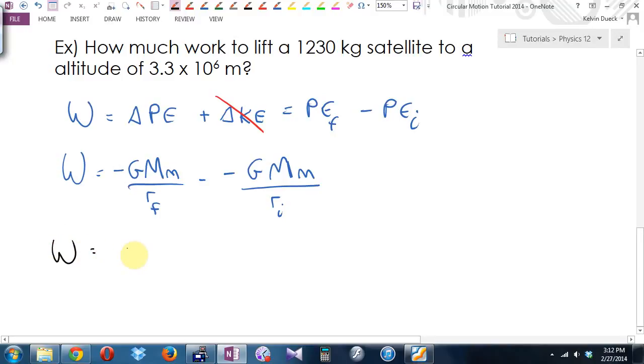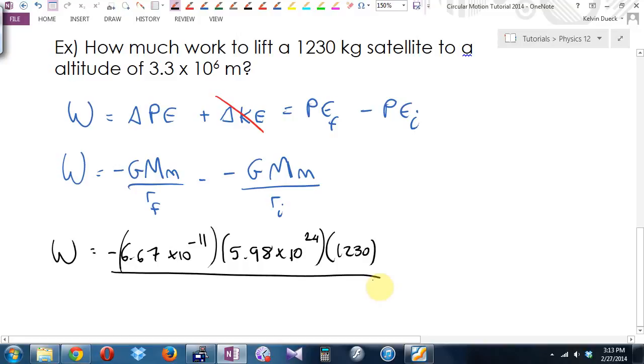negative 6.67 times 10 to the negative 11. Mass of the, if I don't specify a planet, assume it's the Earth. I know on your written, there's at least one question where I went to the moon just because I wanted to dream big. Mass of the Earth is 5.98 times 10 to the 24th. Mass of the satellite was 1230.